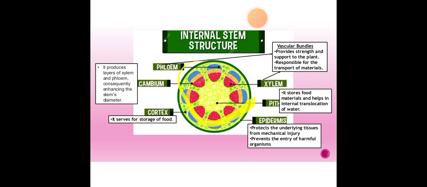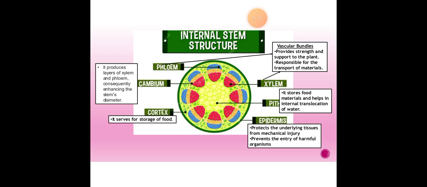This is the internal structure of a stem, how stems look from inside. The yellow part is the cambium, the blue part shows the phloem, and the red part shows the xylem. In the middle, the part with dots shows the pith. There is also the epidermis, the green outer covering, and the green dots around the boxes are known as the cortex. We're going to study each of them one by one.